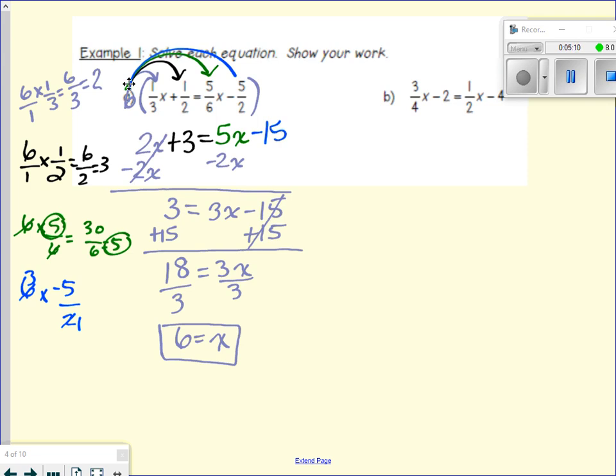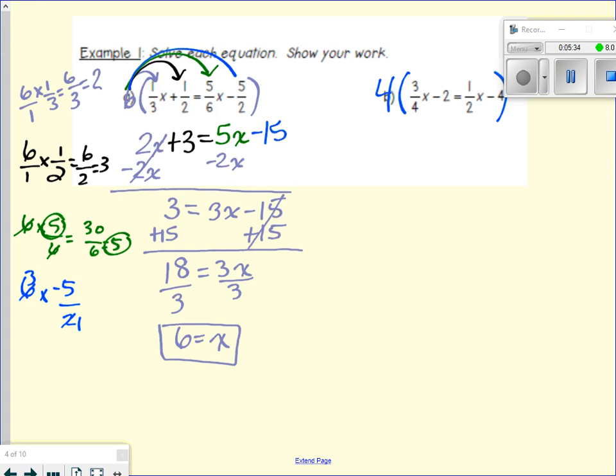Let's go ahead and try B. Again, we're going to determine the least common denominator of our fractions. We only have 2 fractions in this one, 4 and 2, so 4 will be our least common denominator. 4 can go into 4, and 2 can go into 4.